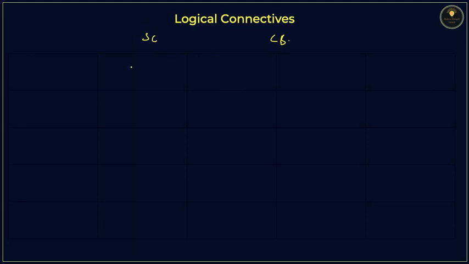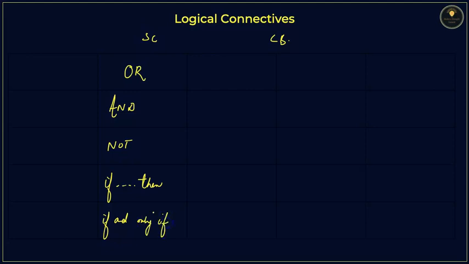So the first connective that we are using is OR. The second is AND. The third one can be written as NOT. The fourth one can be written as IF and then. And the last one is if and only if.